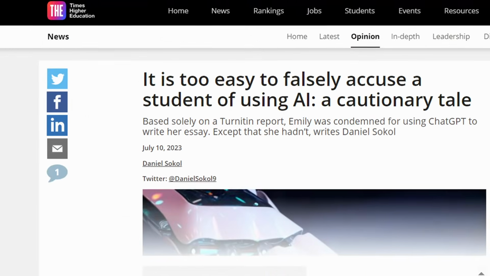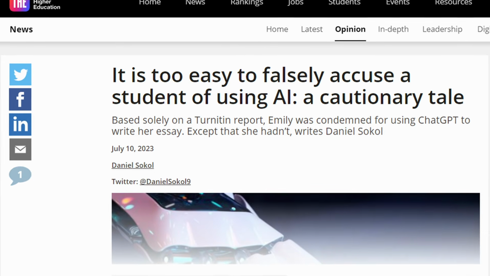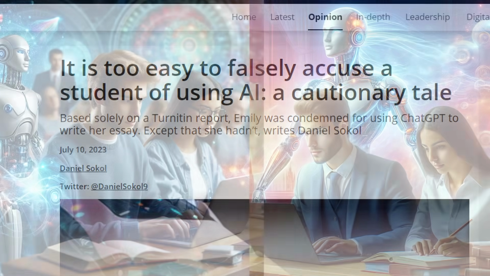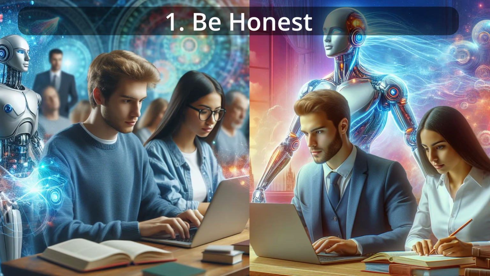There are different things that you can do to protect yourself from a false allegation, meaning that the instructor thinks that you used AI when you actually didn't. The first one is to be honest. To be honest and make sure that you are only using AI when you are allowed to. Again, seek clarification from the instructor. So the very first thing is to avoid the situation by being honest.